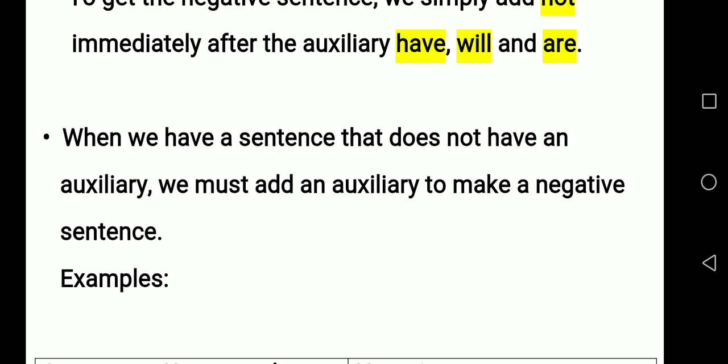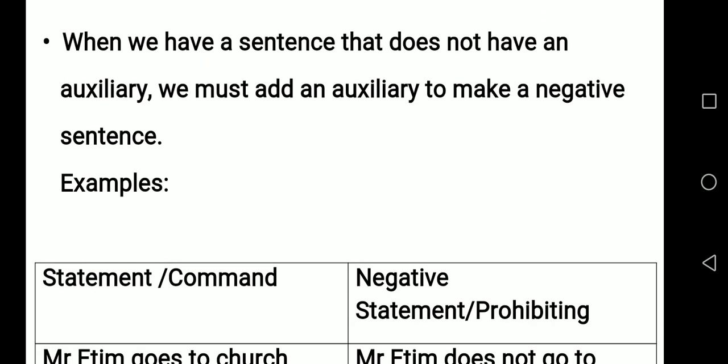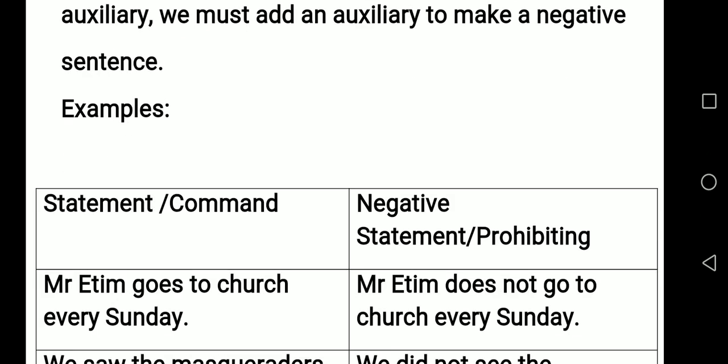The sentences we read earlier had auxiliary verbs like have, will, are. But the sentences we read now do not have auxiliary verbs. So in order to make a negative sentence out of a sentence that doesn't have an auxiliary verb, we must include an auxiliary verb. Examples: we have a statement or command.